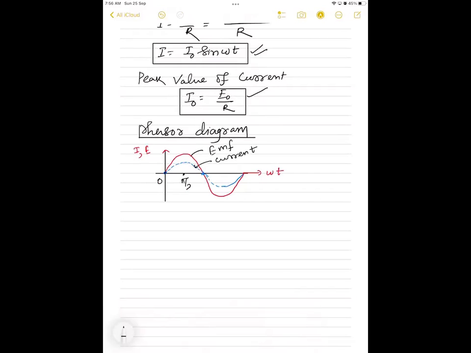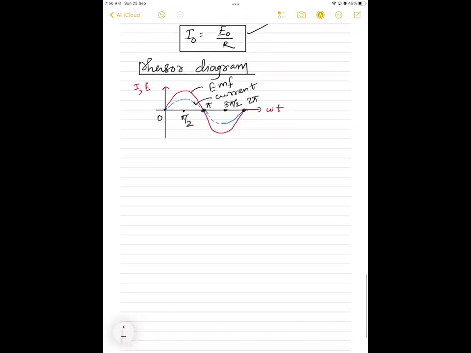So this is going to be pi by 2. This is going to be pi. This is going to be 3 pi by 2. This is going to be 2 pi. Correct? This is in the form of a waveform. But we'll be taking it in a diagram like this. If this is the y-axis, this is the x-axis.